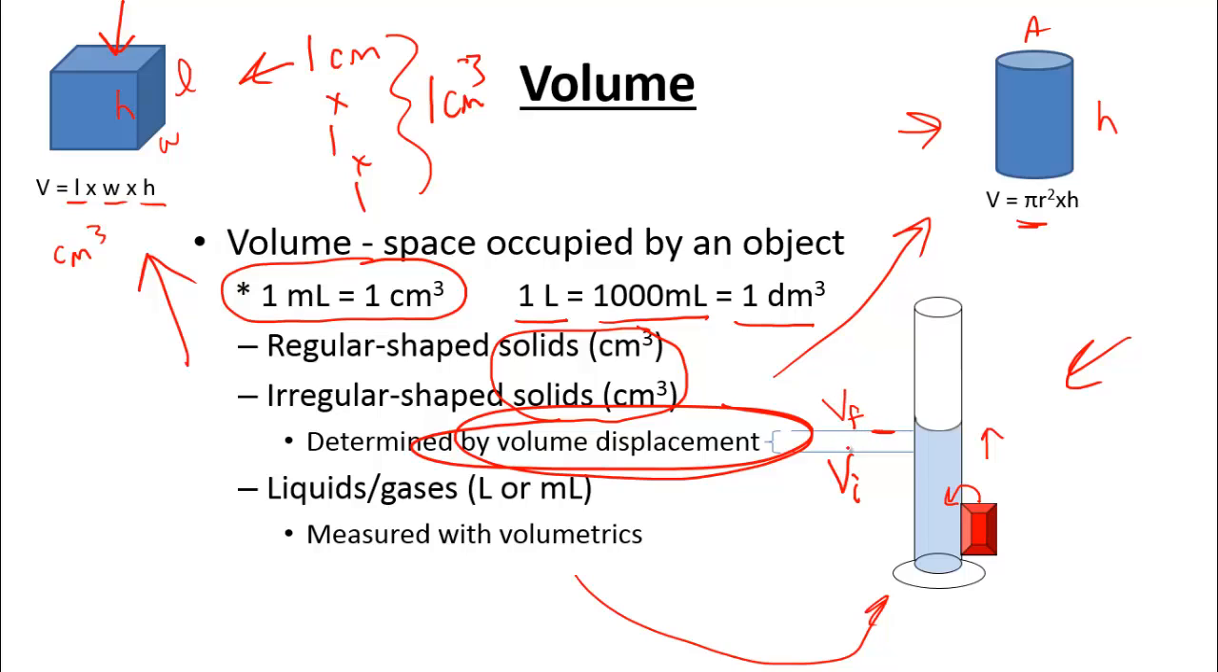The reason the water changed there is because of the object. So the volume of your object here is equal to the final volume right here, minus the initial volume right there. And that gives you the volume of that shape. We call it volume displacement.